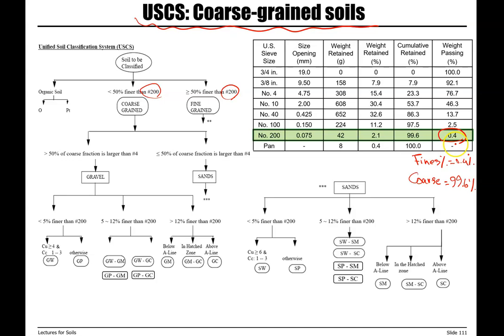The answer to step 1. We need to look at percent passing from number 200. Less than 50% is passing through, which means that we have a coarse material. So now that we know it's mostly coarse, we need to see how much gravel and how much sand we have and calculate what we call the coarse fraction larger than number 4.